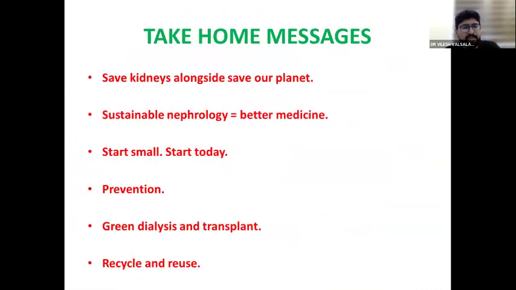So my take-home messages would be: to save kidneys, alongside, you should save our planet. Sustainable nephrology is the better medicine because patients have to be dialyzed, patients have to be given care. But if we can do it effectively like this, we can run the planet for a longer duration of time. Start small, start today. Prevention is better. Green dialysis and transplant should be the future. Recycle and reuse so that as much waste as possible can be utilized, and the spent dialysis water can be reused in planting, for cleaning floors and things like that.